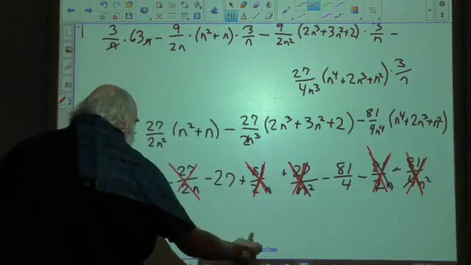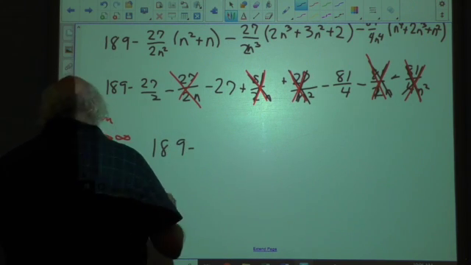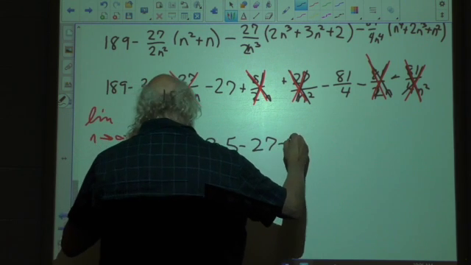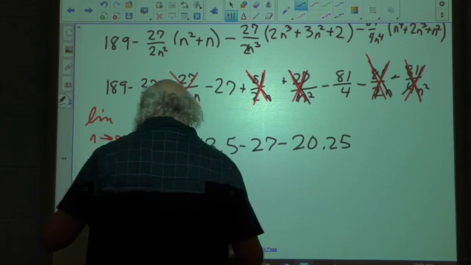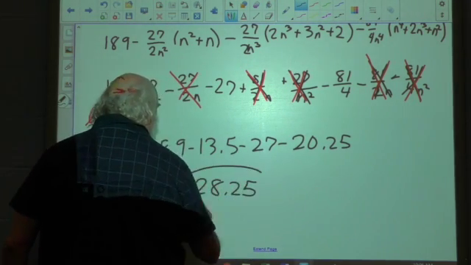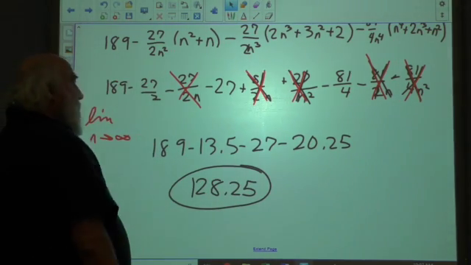And the result then is 189 minus 13.5 minus 27 minus 20.25, and the answer to the area is 128.25.